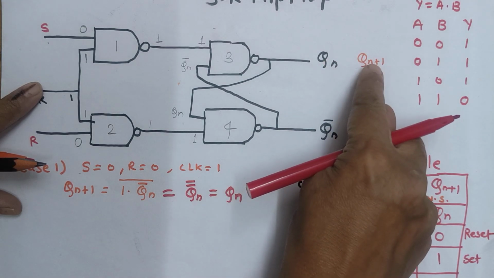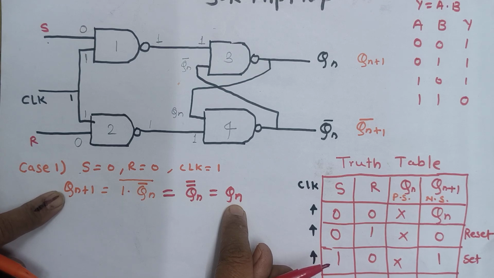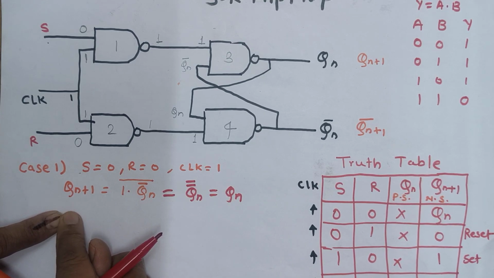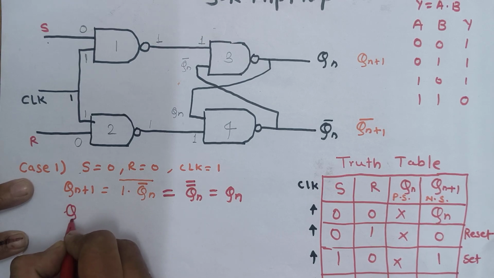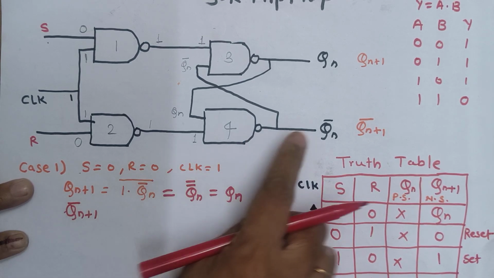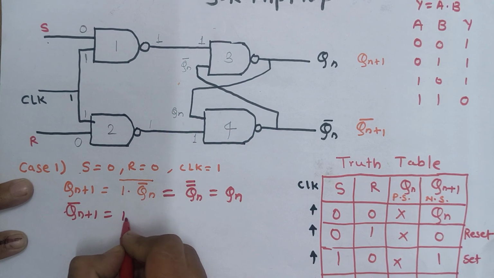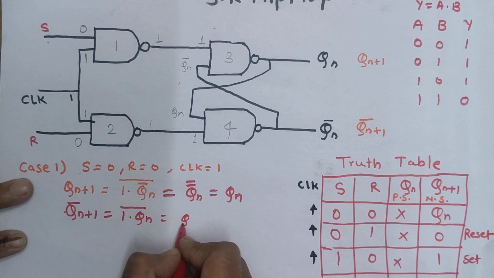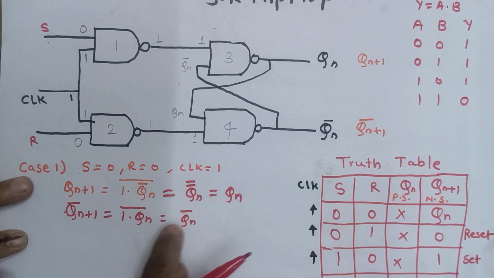So you can see Qn plus 1, the next state output, is equal to the previous state output. If you calculate the same for Qn plus 1 bar, you will get the same. For the output of the fourth NAND gate, the inputs are 1 and Qn, so that will become Qn bar. So you can see the next state output is equal to the previous state output.